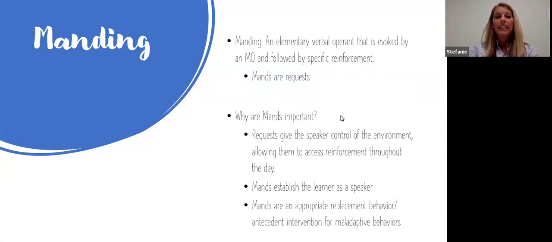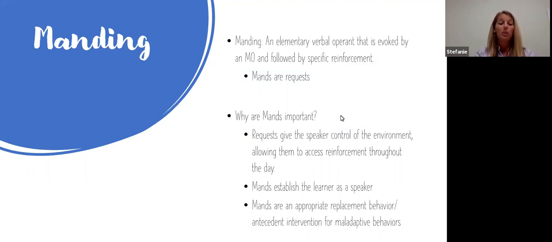So we've got manding in our definition, and everything is going to come from the Cooper, Heron, and Heward book. These are all definitions straight from there, and then I'll try to break it down. Manding is an elementary verbal operant that is evoked by an MO and followed by specific reinforcement. So what does that mean? Mands are requests. It's short for command. Anytime we're asking for items, soliciting help from an adult to get things, asking questions, or requesting more information, those are all going to be mands.